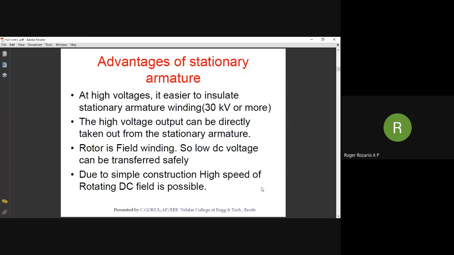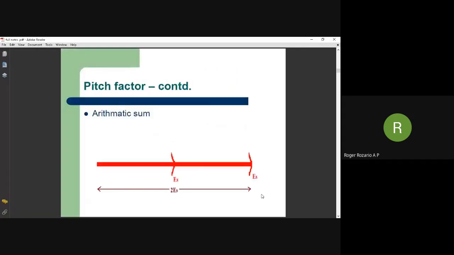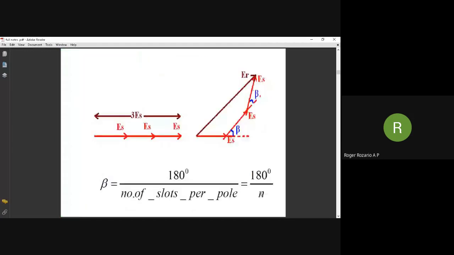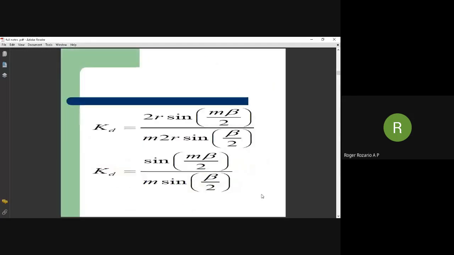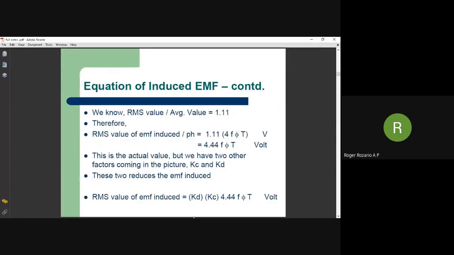In last class, we have discussed about the EMF equation of an alternator. So what is the EMF equation? See, this was our EMF equation, right? 4.44 F phi T. So how did we derive this?